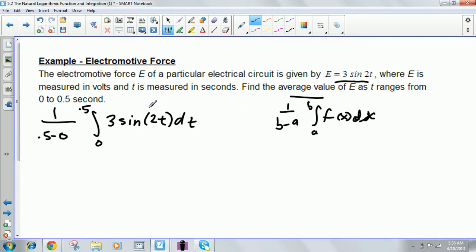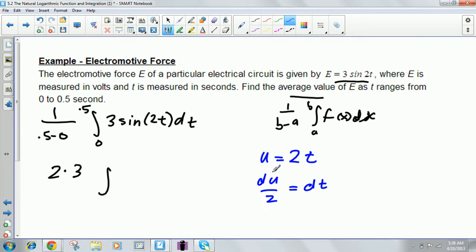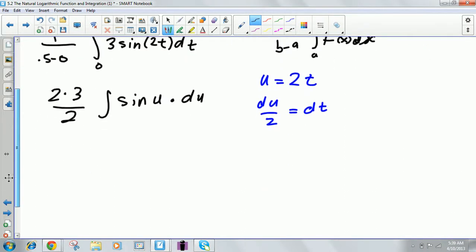So here you're going to have to use u-substitution. If I simplify this, 1 over 0.5 is going to be 2. Then you can bring this 3 out. Using u-substitution, your u is 2t, and when you solve for dt, it's going to be du over 2. So let's look at substituting that in. You'd have the sine of u times du over 2. And I'm going to bring that divided by 2 out front.